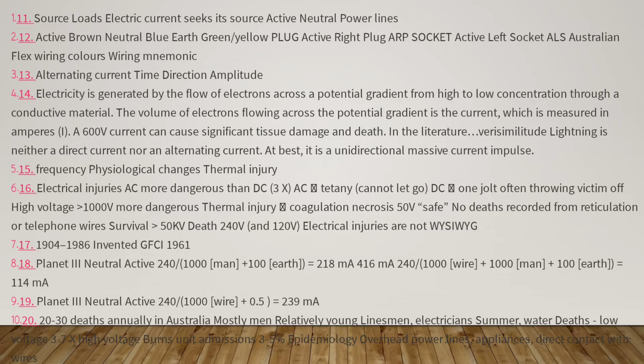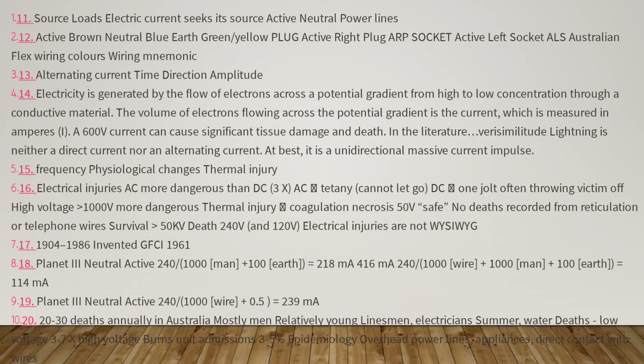Electricity is generated by the flow of electrons across a potential gradient from high to low concentration through a conductive material. The volume of electrons flowing across the potential gradient is the current, which is measured in amperes, I. A 600 volt current can cause significant tissue damage and death. In the literature, lightning is neither a direct current nor an alternating current. At best, it is a unidirectional massive current impulse.